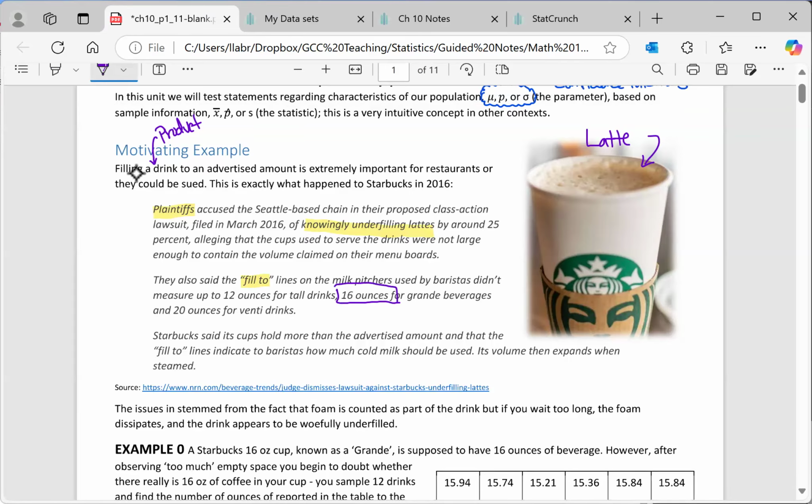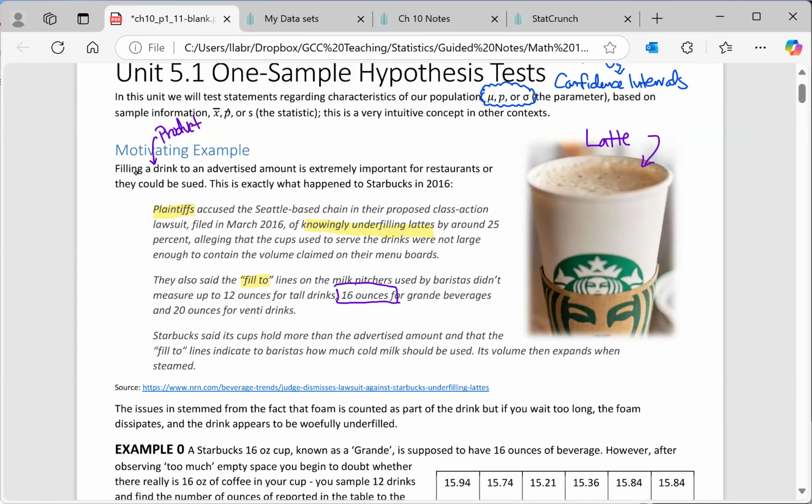Starbucks actually said that when I fill something up to the fill line, it's not going to measure 16 ounces. It's going to measure less because a latte has milk. A latte is basically milk that is steamed, so you heat it up. And if you've ever cooked anything with milk, you know that the milk actually foams up.